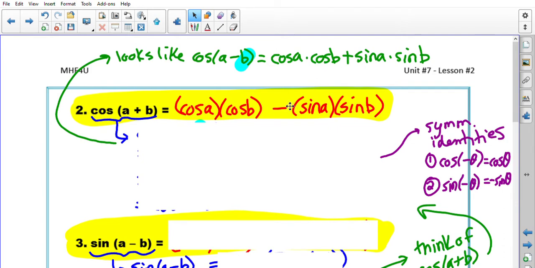A rule I like to use for cos is I always think the cos compound angles always have the coses multiplied and then the sines multiplied. And for cos, the formulas, whatever sign you see in the middle is always the opposite of what happens in between here. Okay. All right, so now I'm going to show you where this came from.